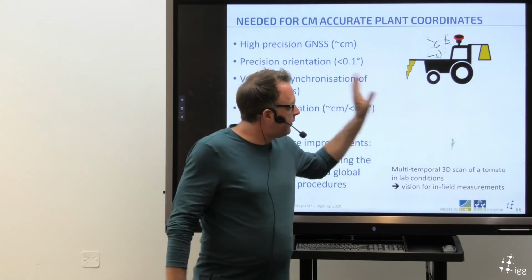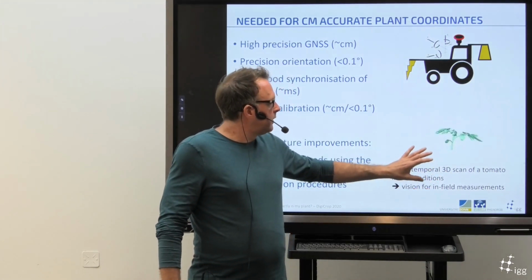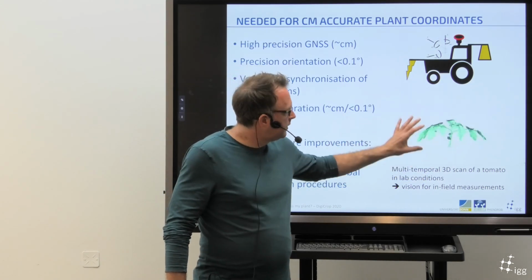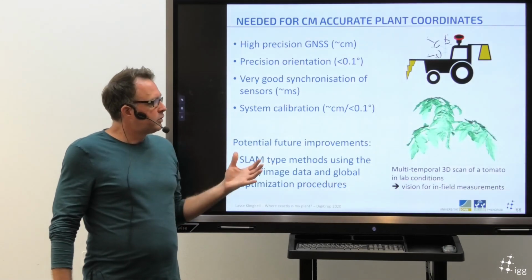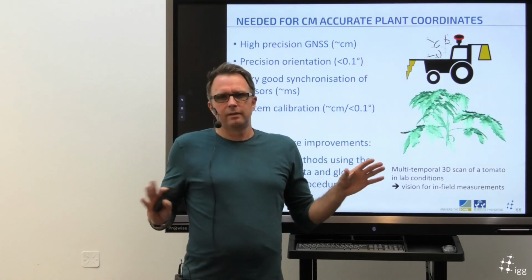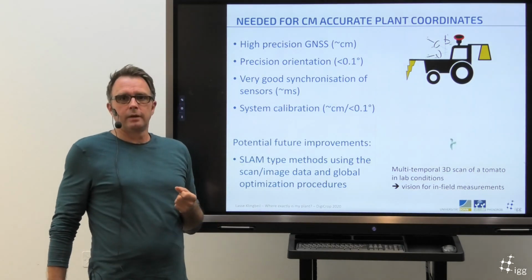This is just showing a vision, right? It's a tomato plant in lab conditions, but the goal is to generate these in the field using a robot. So this would be a vision, which I know is a bit challenging, but I'm pretty optimistic that we come to that point at some point.